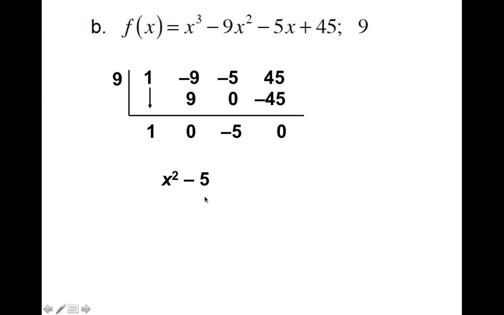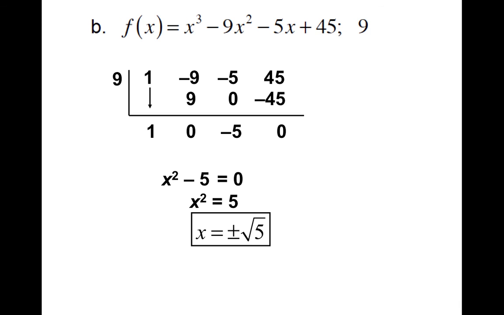Please note that you cannot t-chart that because 5 is not a squared number. So we're just going to set that factor equal to 0. So to solve for x squared, we're going to add the 5 over. That gives us x squared equals 5. Then we can square root both sides, and we get plus or minus the square root of 5. Notice that's only 2 answers. We're supposed to have 3. So that means we need to write x equals 9 as another solution.